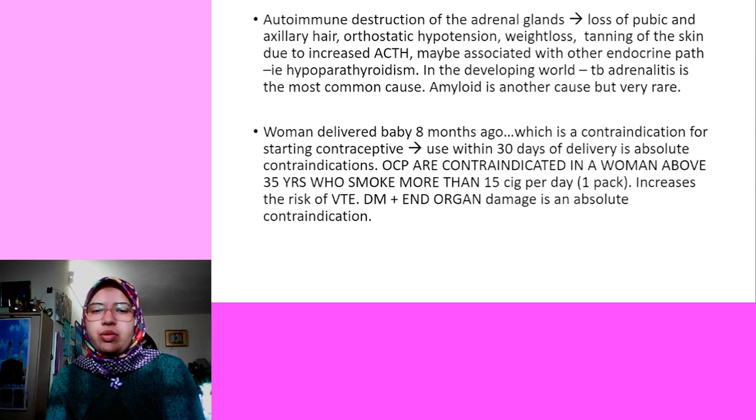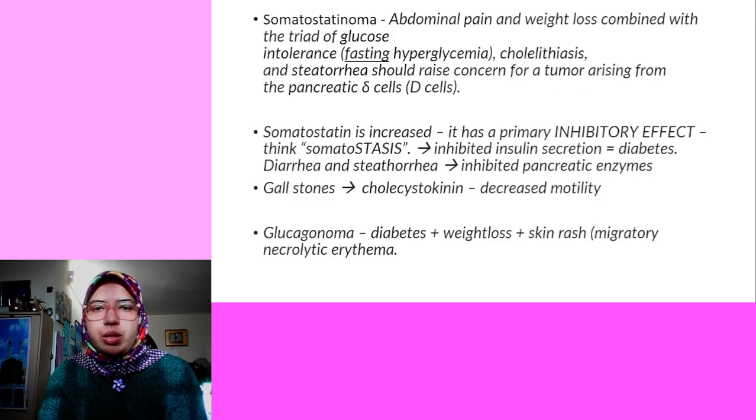If the woman is above 35 years who smokes more than 15 cigarettes per day or one pack, keep in mind that use of contraceptives within 30 days of delivery is an absolute contraindication. She would be at an increased risk of a thromboembolic event. As well as diabetes and end organ damage is another absolute contraindication to OCPs.